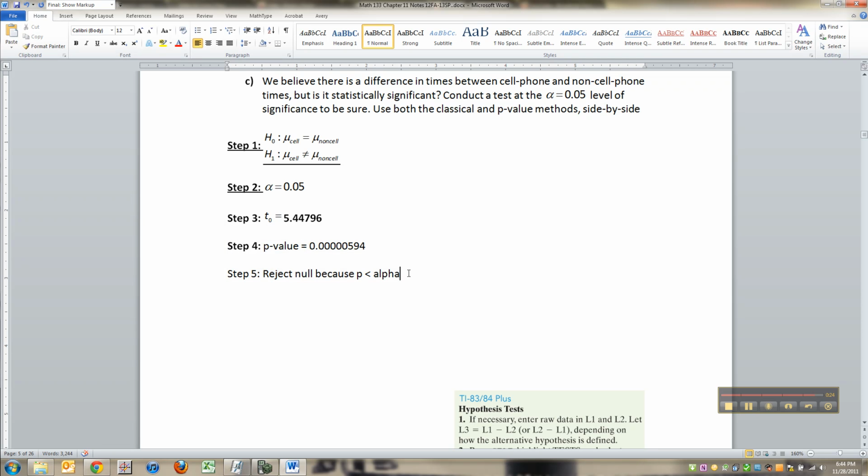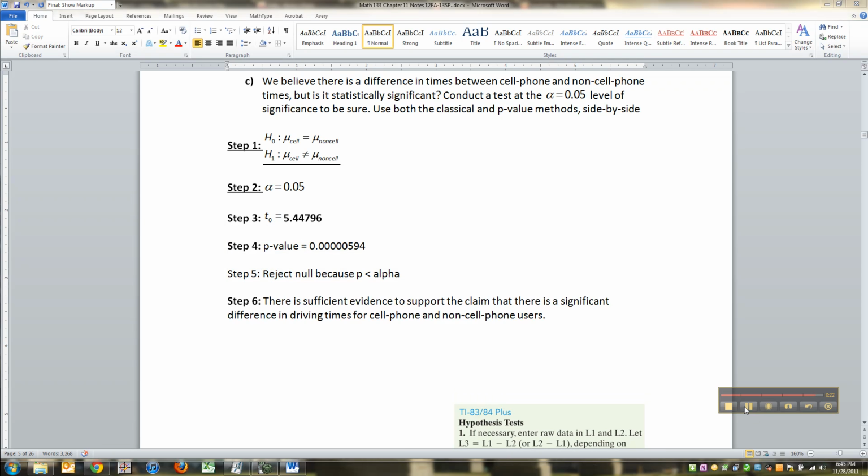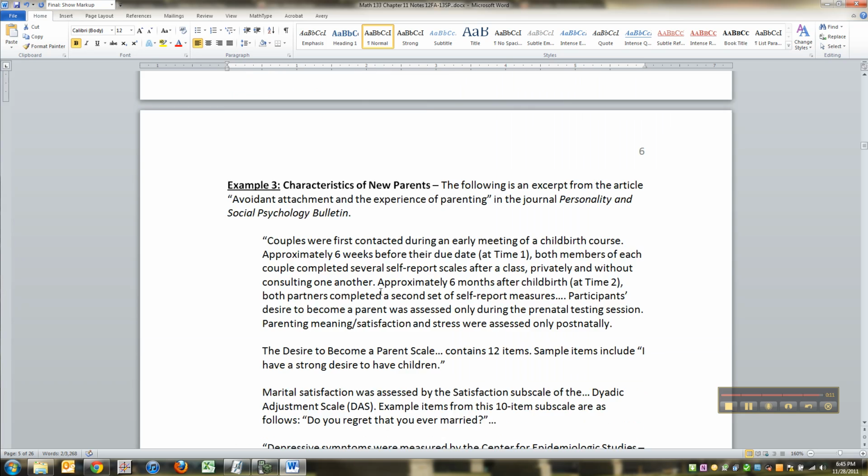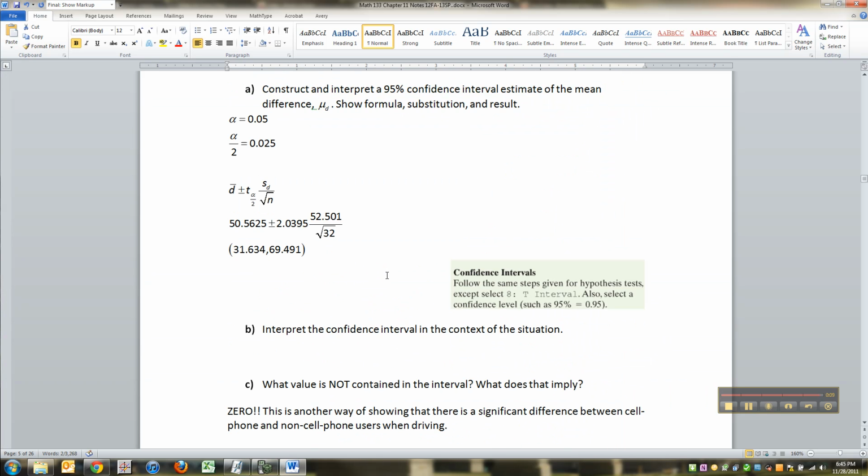There is sufficient evidence. Here, let me type that up. There we go. There is sufficient evidence to support the claim that there's a significant difference in the driving times for this task for cell phone and non-cell phone users. And that same significant difference is exactly why the confidence interval that you're finding doesn't have 0 in it. If they weren't statistically different, then they would have 0 in the middle of their interval.